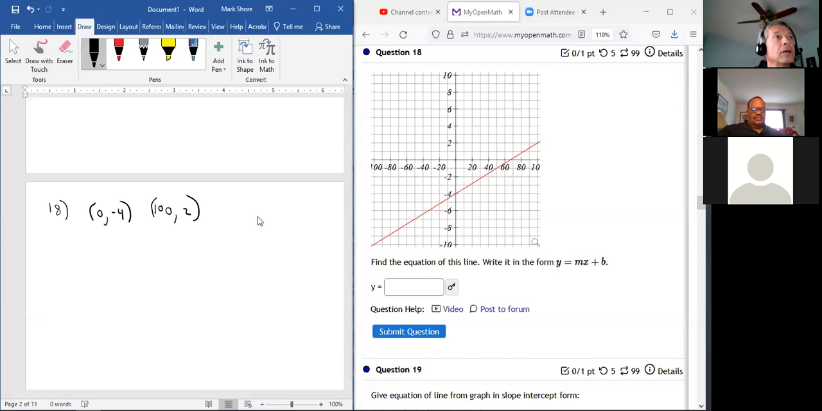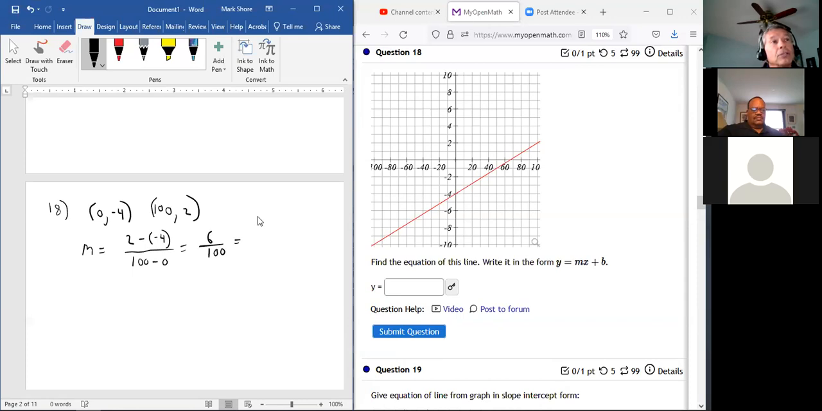So it's (100, 2). To do this, you first get the slope. M stands for slope. So you subtract the y values, 2 minus a -4, over, subtract the x values in the same order, 100 minus 0. And you can see how much it rose and ran. So 2 minus a -4 is actually 2 plus 4, which is 6. And 100 minus 0 is 100.